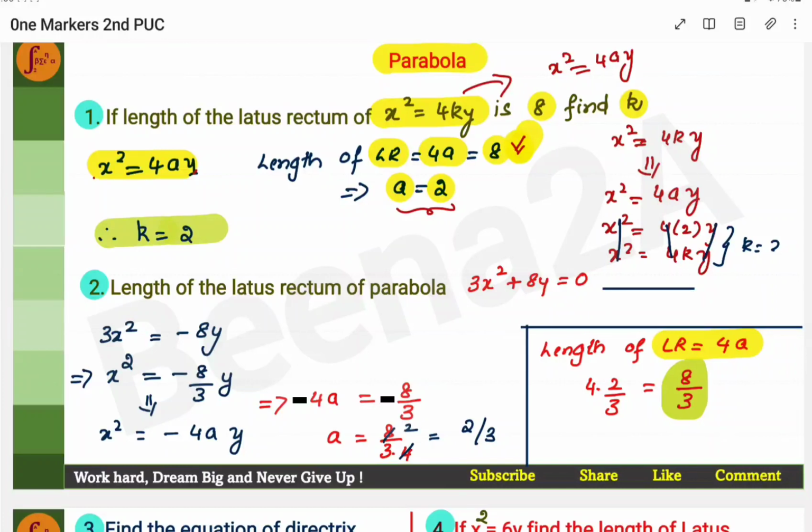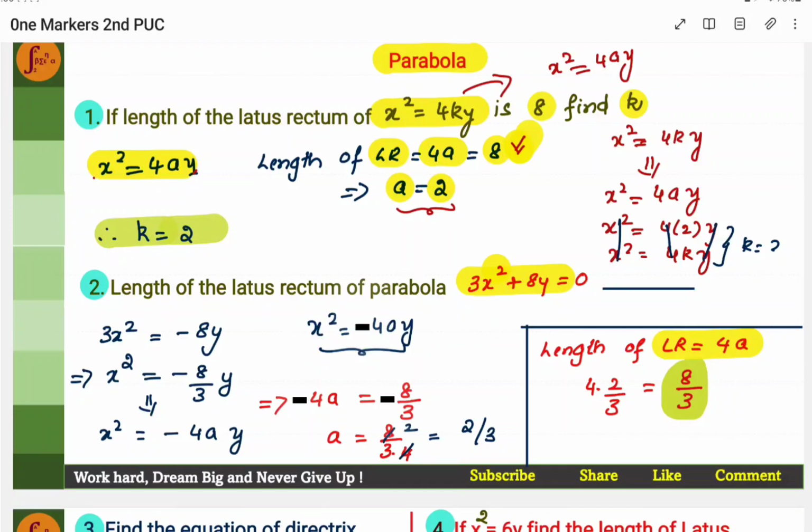What is a? Focus. The equation is given. Now from this equation, we need to find the value of a. We should write this equation in the form of a parabola equation. How are parabola equations written? It should be like this. Y should be on one side and x square should be on the other side.